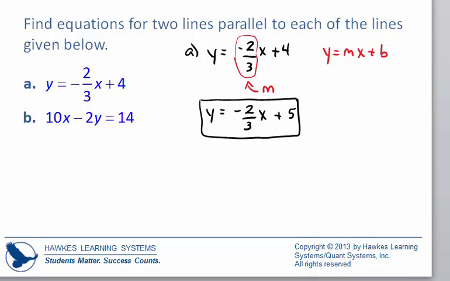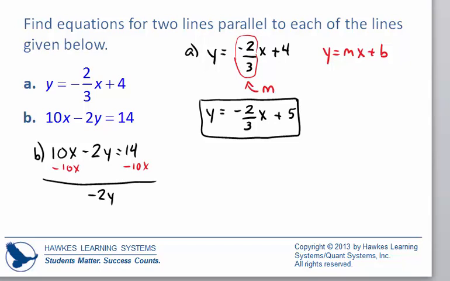All right, let's consider part B. Now part B is a little more difficult because the equation is 10x minus 2y is equal to 14. And this equation is not in slope-intercept form, but we can get it there. So let's do that first. Let's solve this equation for y. So I'm going to begin by subtracting the 10x off of both sides. So when I do that, I'm going to be left with negative 2y on the left is equal to 14 minus 10x on the right.